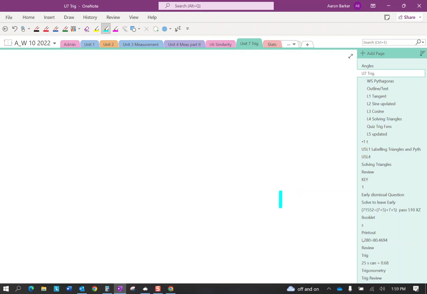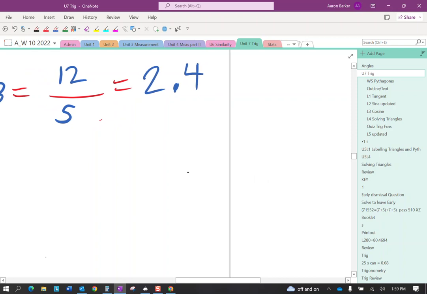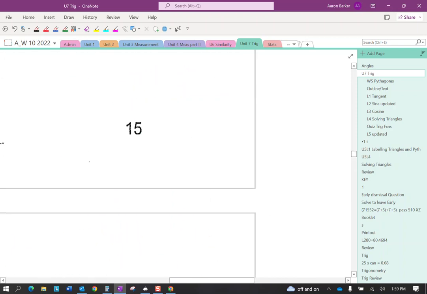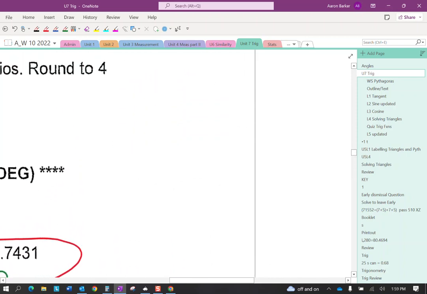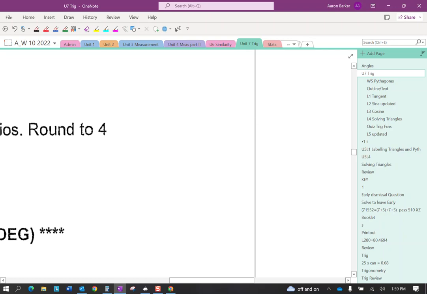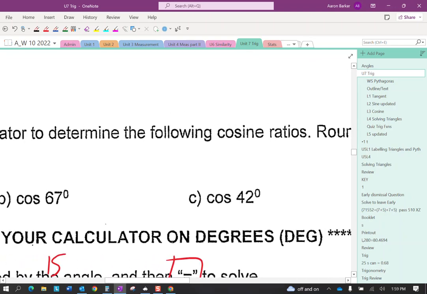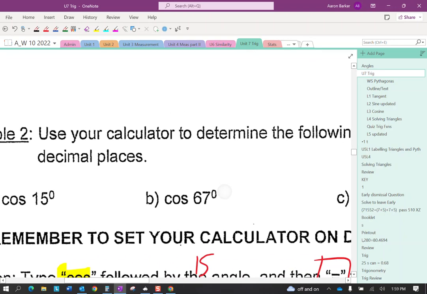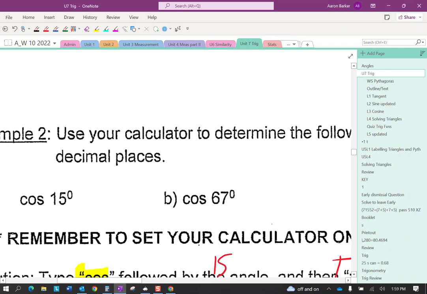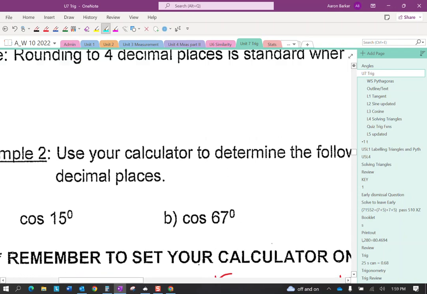So next after sine, we're going to look at cosine. Why is it not responding? There we go. So exact same thing. What you're going to do is you're going to label your HOA. GOA.